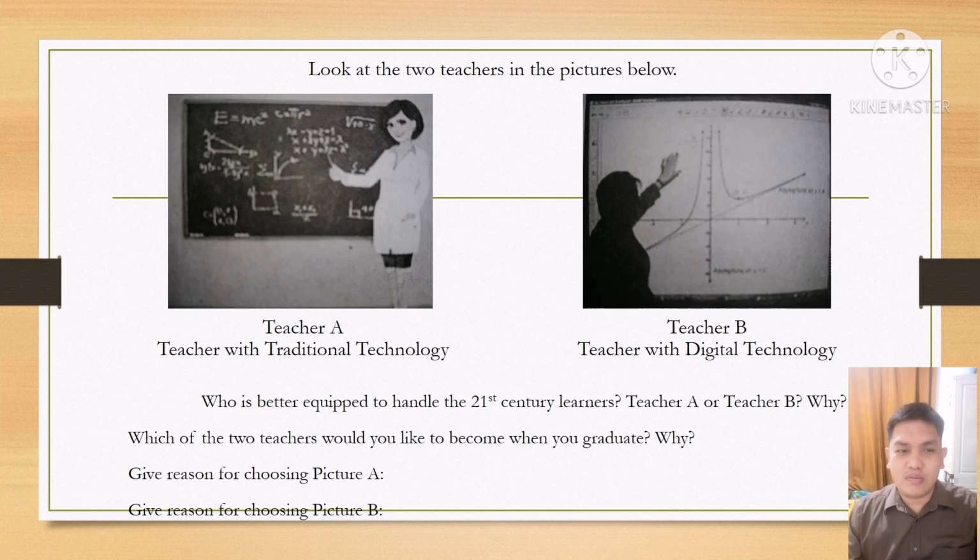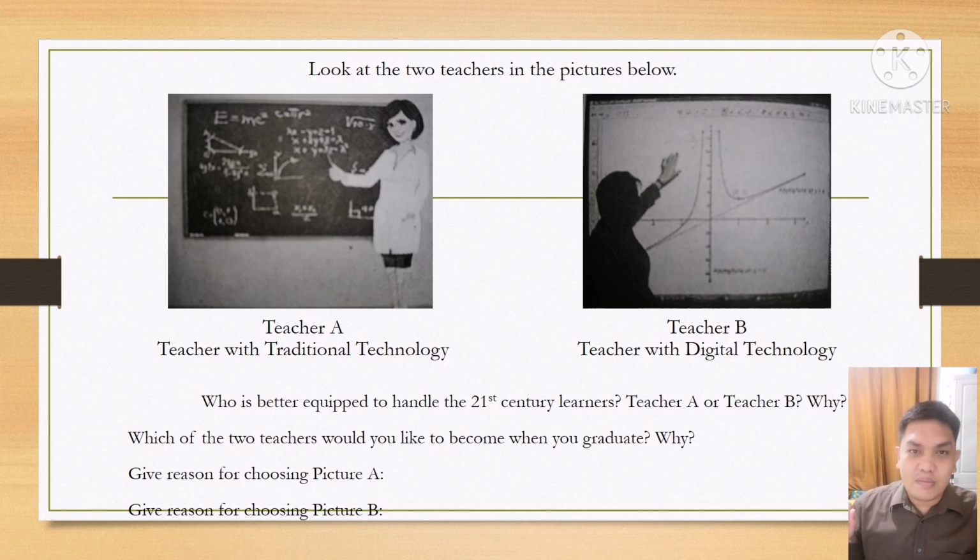Hindi yata ninyo masyadong naintindihan yung question. Which of the two teachers would you like to become when you graduate? Okay, you answered A. Ang paliwanag is that kasi si A may face-to-face. Wag natin kalimutan si Teacher B, naka face-to-face din siya, but he's using digital technology. Face-to-face yan, pero gumagamit lang siya ng projector or TV screen. Pwede po yun. Anyways, that is for you to find out.